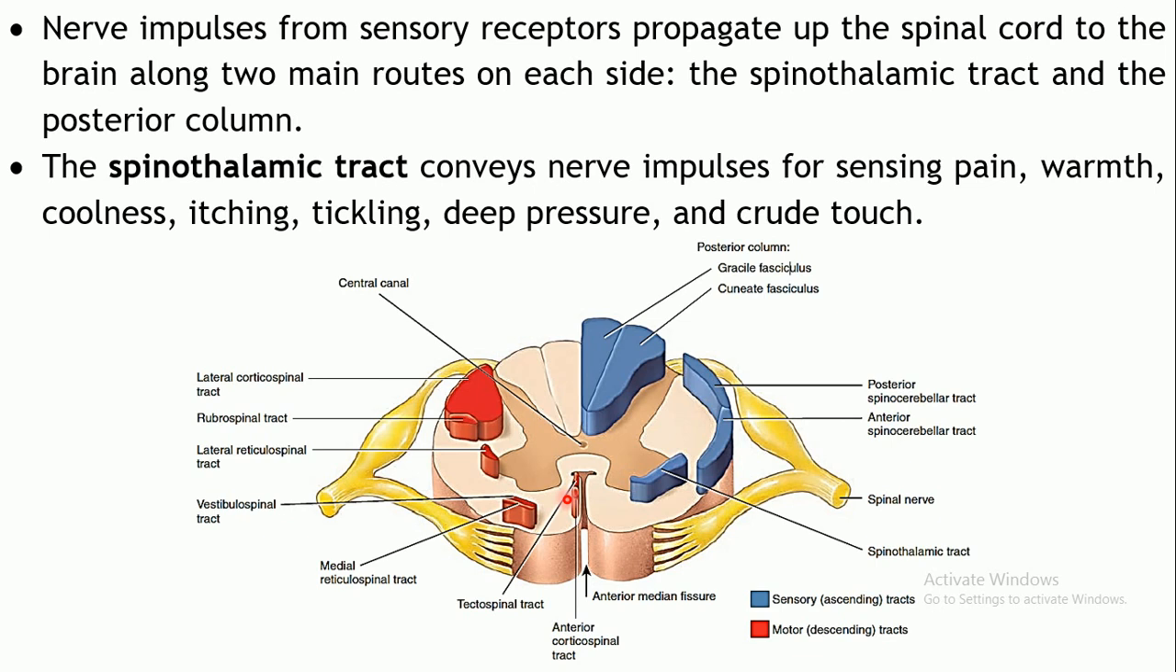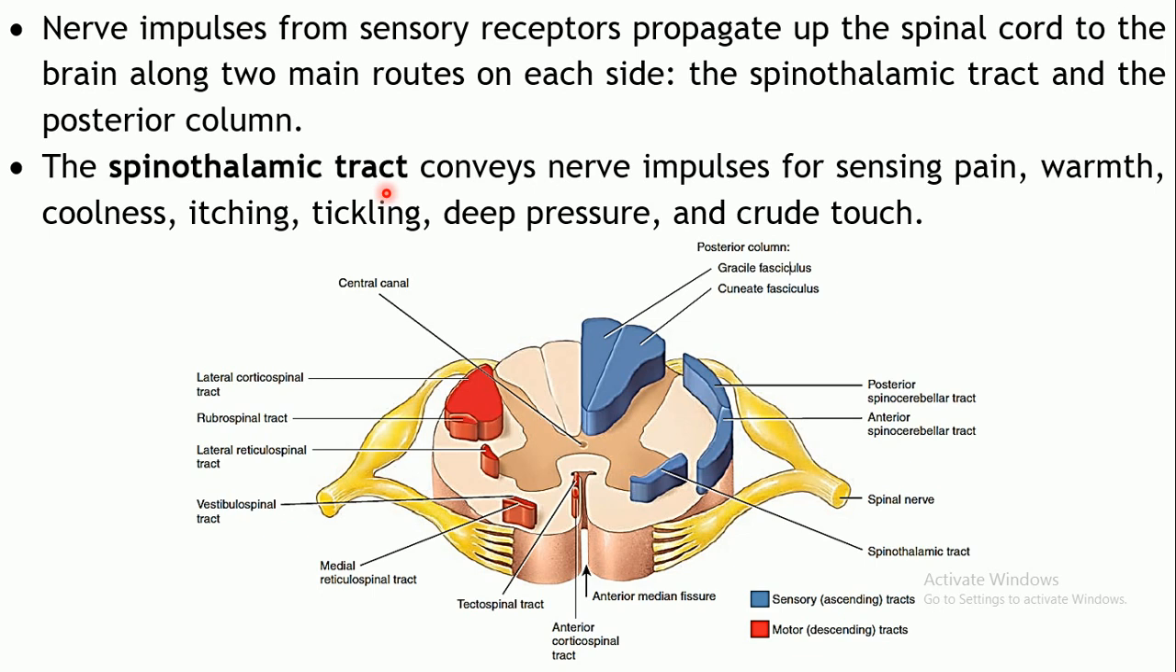Okay, now the sensory information is carried along the spinal cord towards the brain by two main routes on either side. It is shown only on one side, but it is carried on either side. So these two main sensory tracts include the spinothalamic tract and the posterior column. This is the spinothalamic tract, and the posterior column.